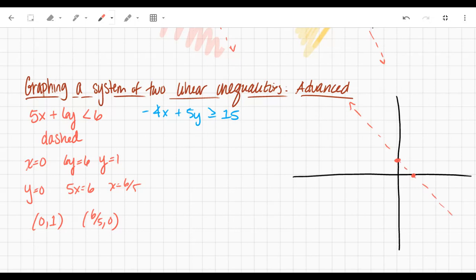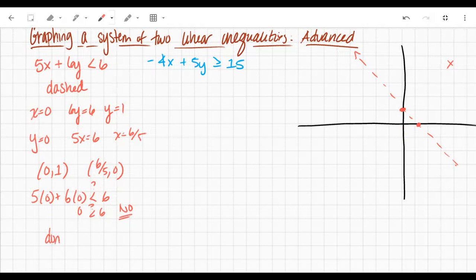Okay, and then we can test our 0, 0. So is 5 times 0 plus 6 times 0 less than 6? Is 0 less than 6? No. So we don't shade 0, 0. Okay, so we would shade that part. Okay, so don't shade 0, 0 on that guy. Okay, and then for our second one, we would use a solid line.